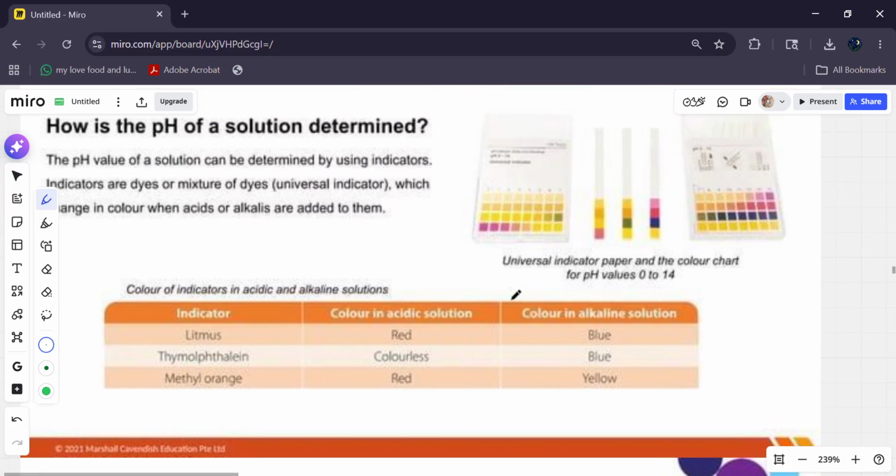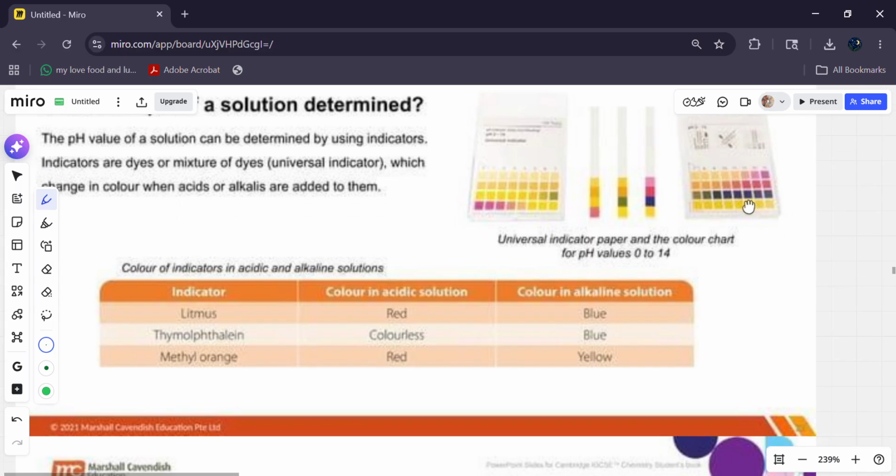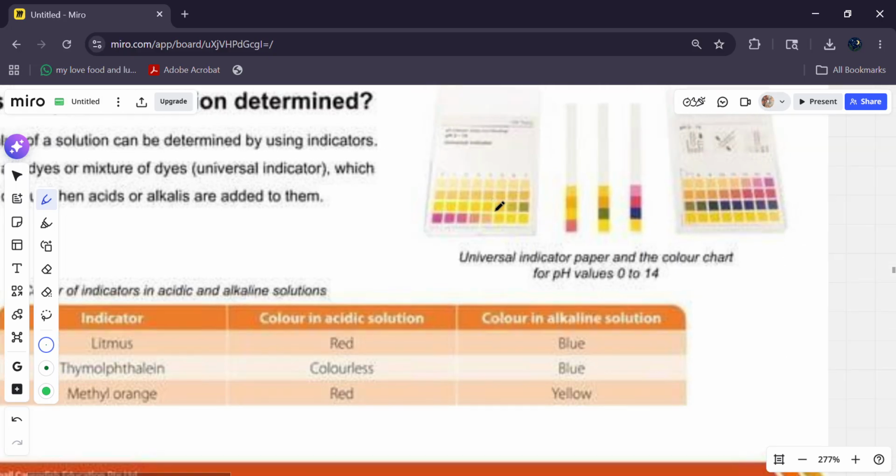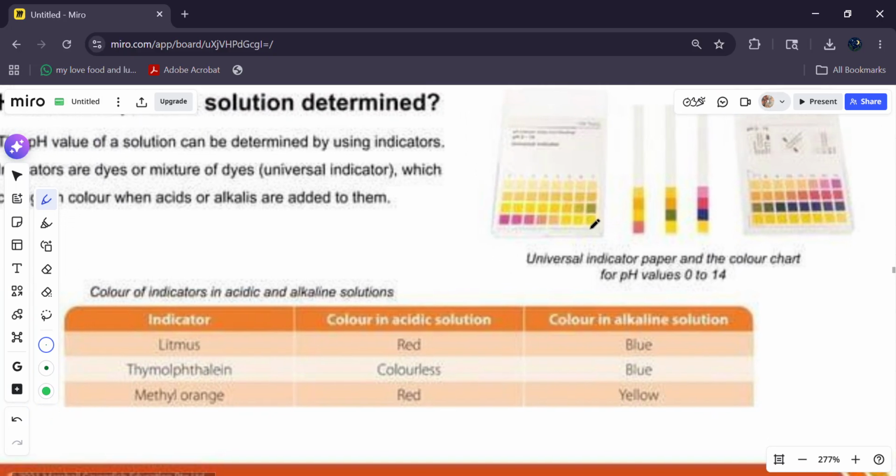Now here you can see the universal indicator paper and the color chart, and in the color chart you can see that the universal paper can change color depending on whether acid or alkaline is added to it. For example, you have different indicators: litmus, thymolphthalein, and methyl orange. There are many more indicators, but for your IGCSE level, you're only going to learn about these 3. Now, this is a table that you should memorize.